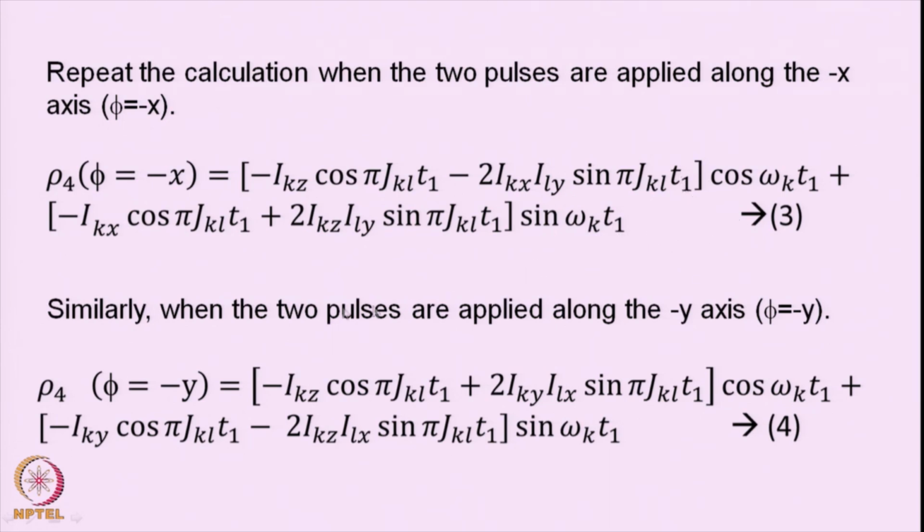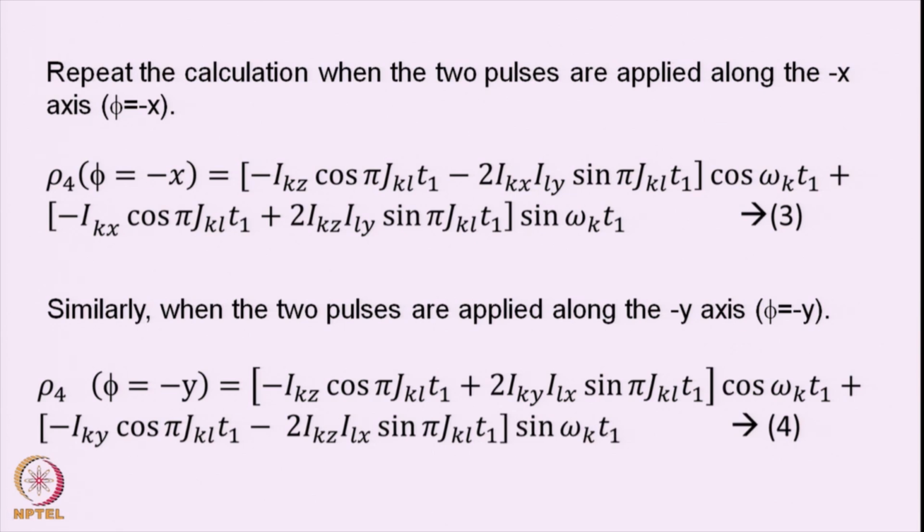This is equation number 3, and similarly when the two pulses are applied along the minus y axis, that is, phi equal to minus y, then I have here minus ikz cosine pi j k L T1 plus 2 iky Ilx sin pi j k L T1 times cosine omega k T1, and the other one is minus iky cosine pi j k L T1 minus 2 ikz Ilx sin pi j k L T1 into sin omega k T1. So, these are the 4 equations I get, and these represent the density operator at the end of the COSY sequence. Okay.